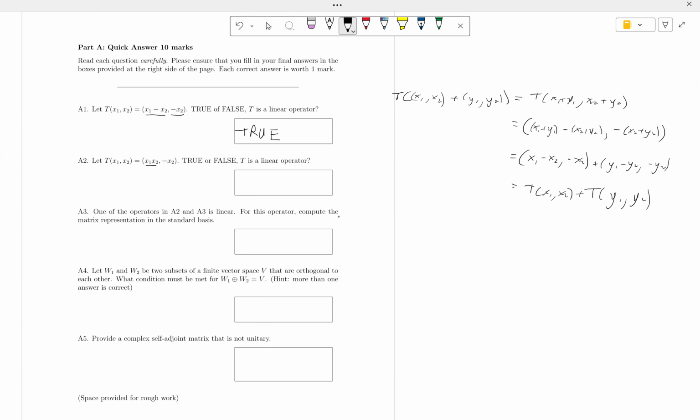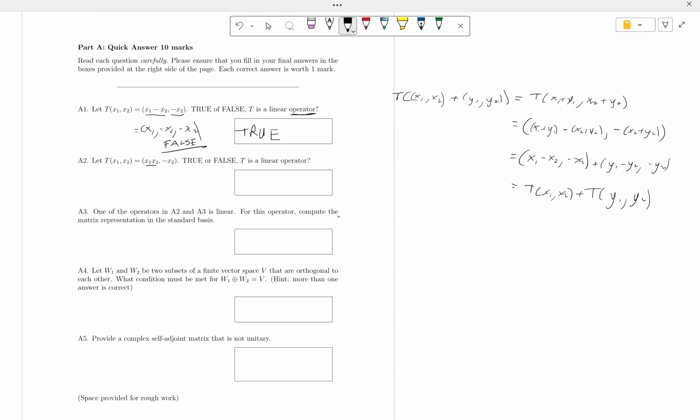Now, what's careful here is I use the term operator. Remember, operator means we need to take from and go to the same set. So I could change this question slightly where my output was x1 minus x2, minus x2, and this would now be false because it goes from R2 to R3. But here we go from R2 to R2.